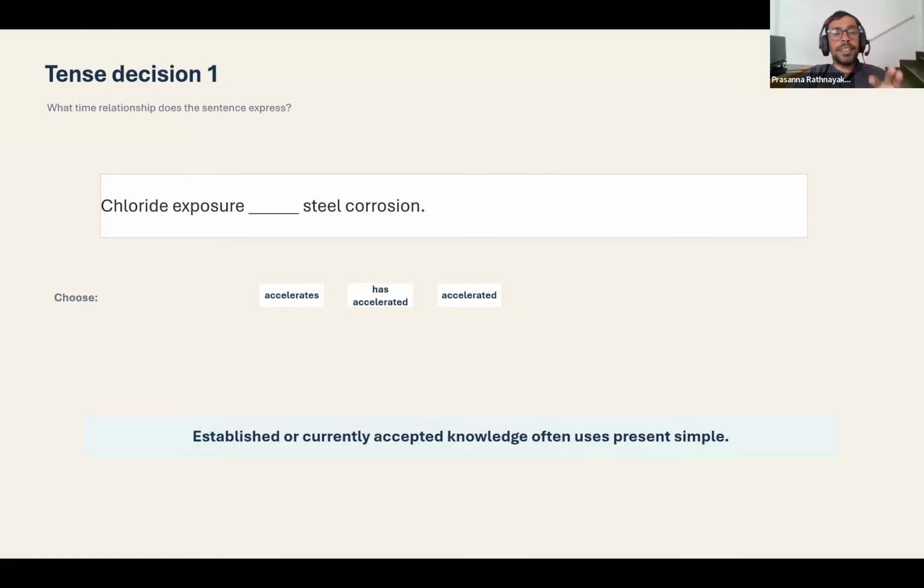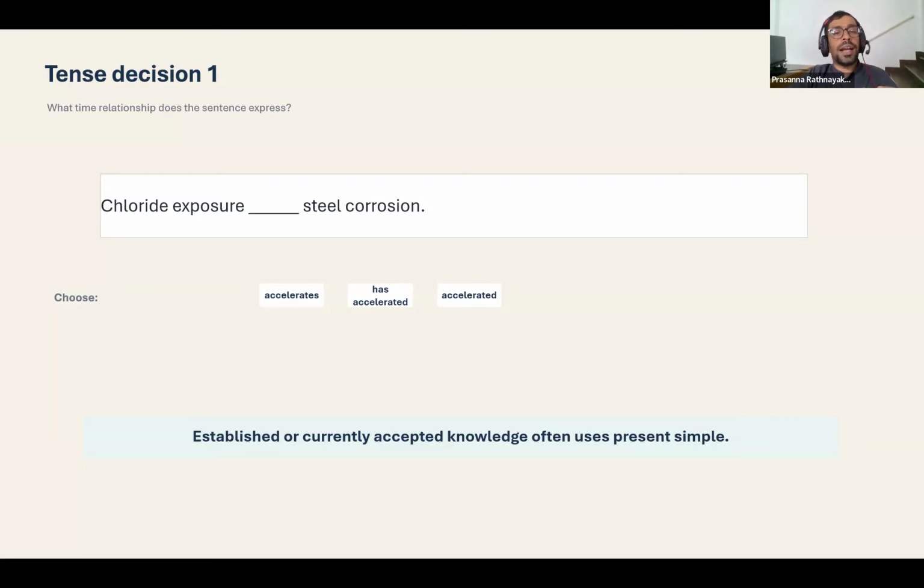If you use accelerated, the past tense, what happens? It sounds like a completed event in a specific study or period, not relevant elsewhere. But this particular thing is a fact, right? So remember, tense is not only grammar. It tells the reader how to place the knowledge in time. So this particular fact, a well-known, currently accepted fact of knowledge, should be presented in simple present tense.